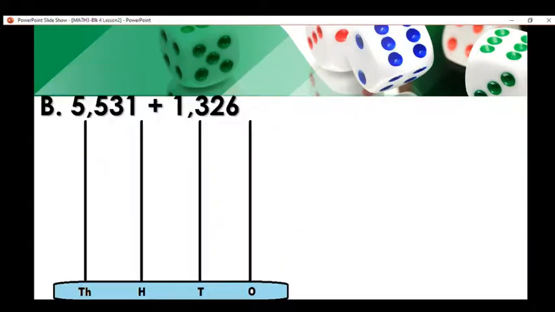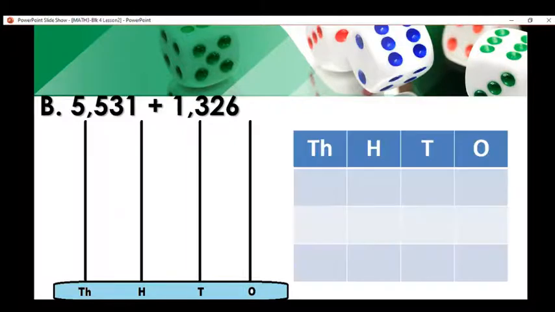So now it's your turn to answer letter B. We have 5,531 plus 1,326 that you need to apply in abacus form and our column method in your notebook. So I want you to pause the video and answer the following in your notebook.